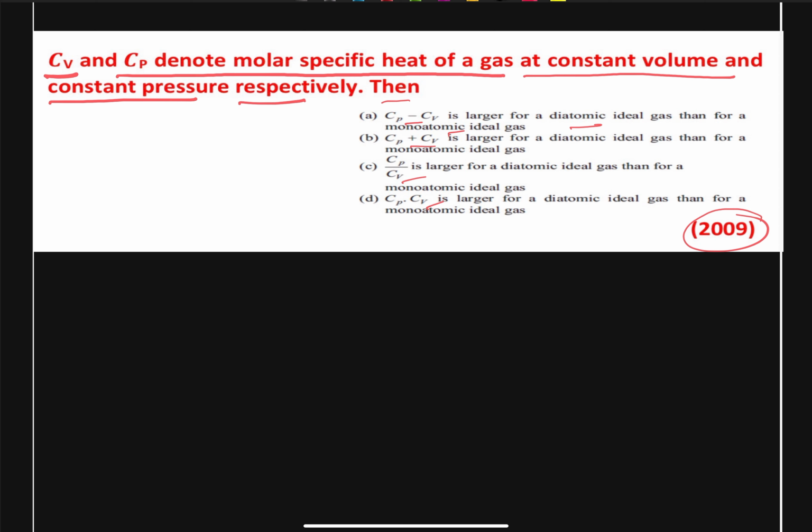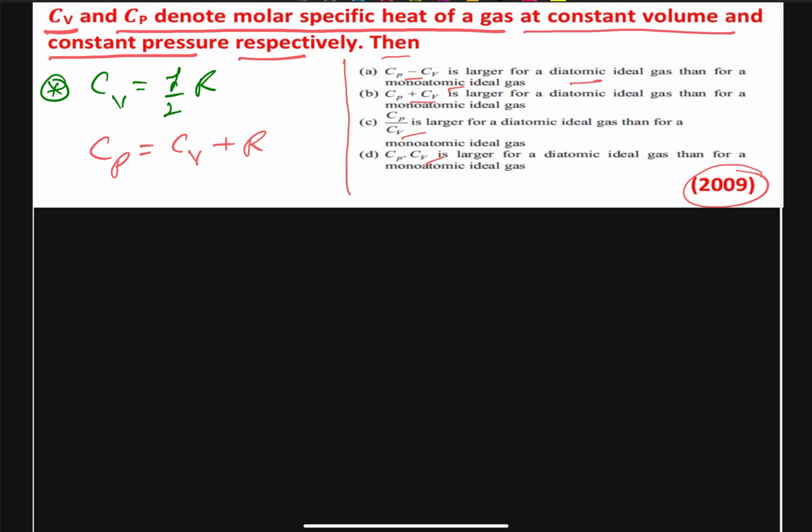Okay, and these are quite standard relationships, so we can just write them directly, that C V is equal to F upon 2 times R, where F is the degree of freedom. And we also know that C P is equal to C V plus R. Okay, so we have two types of gases, monatomic and diatomic. So first of all, let us take monatomic.